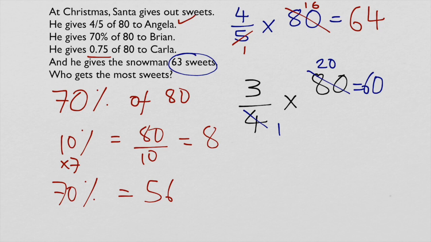So overall, the person that gets the most sweets is Angela with 64. Well, that's a lot of sweets for Angela to eat. I hope she doesn't get sick.